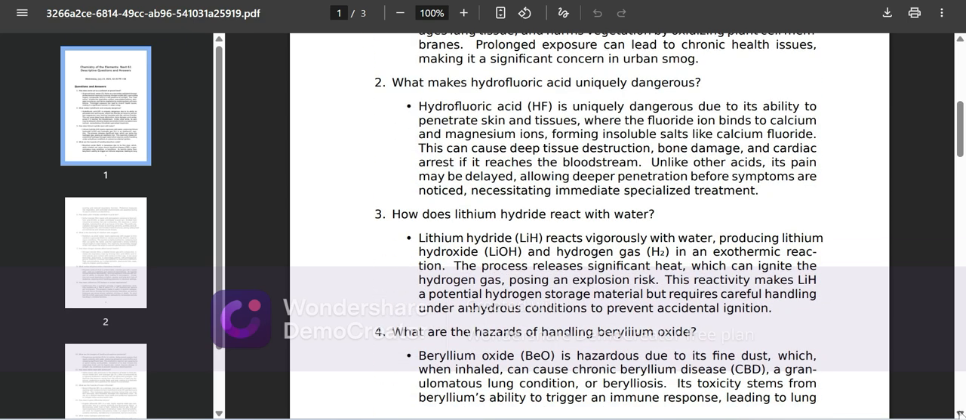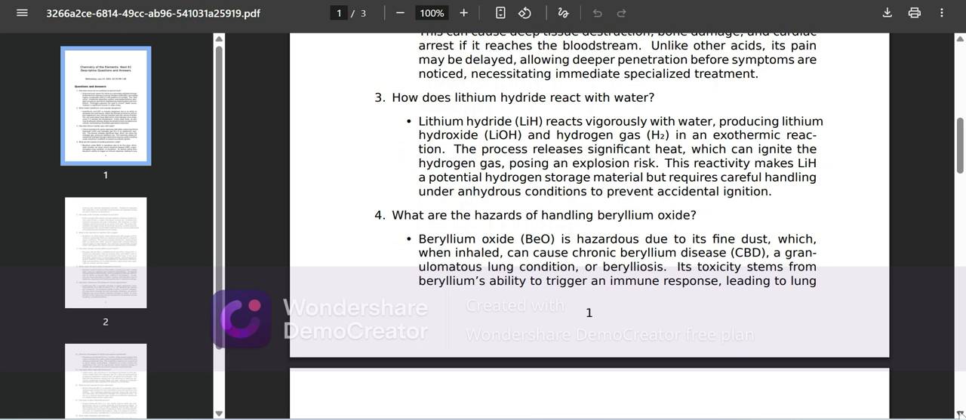What makes hydrofluoric acid uniquely dangerous? Hydrofluoric acid (HF) is uniquely dangerous due to its ability to penetrate skin and tissues, where the fluoride ion binds to calcium and magnesium ions, forming insoluble salts like calcium fluoride. These can cause deep tissue destruction, bone damage, and cardiac arrest if it reaches the bloodstream. Unlike other acids, its pain may be delayed, allowing deeper penetration before symptoms are noticed, necessitating immediate specialized treatment.